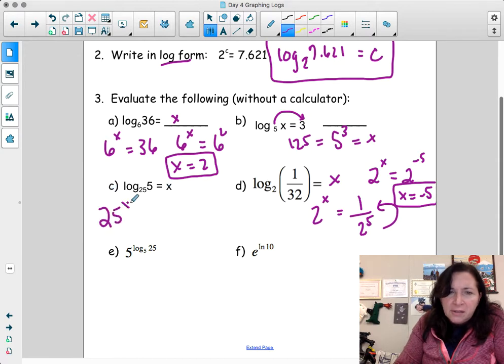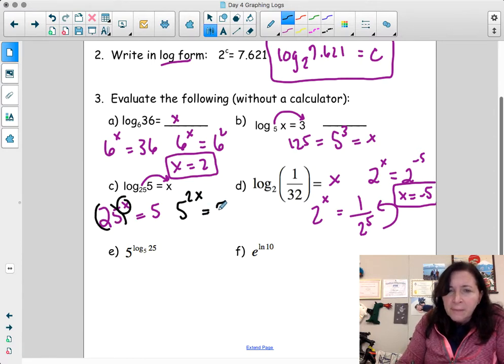25 to the x power, so base to across the equal sign, is equal to 5. Let's get the bases the same. So we have 5 squared, so this will be 5 to the second power. Don't forget the x, this x that's already there. Even though you're replacing 25 with 5 squared, you still have the x there. So that equals 5 to the 1 power. Bases are the same, 2x equals 1, x equals 1/2.